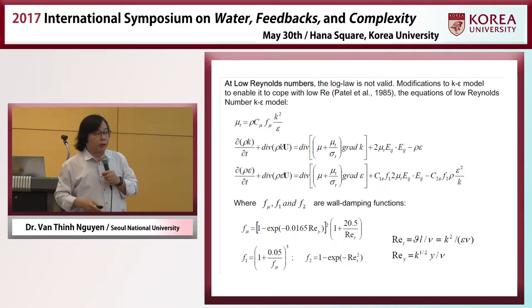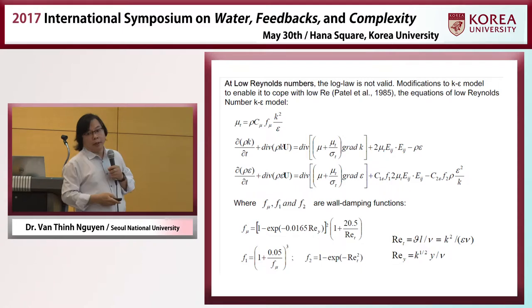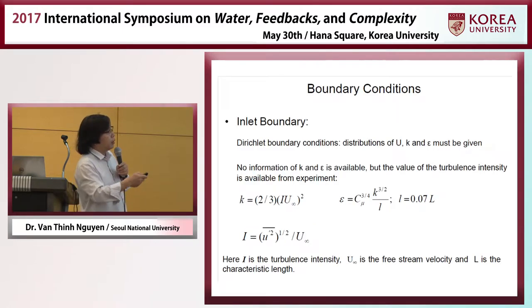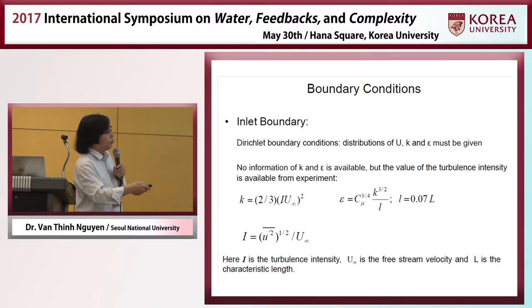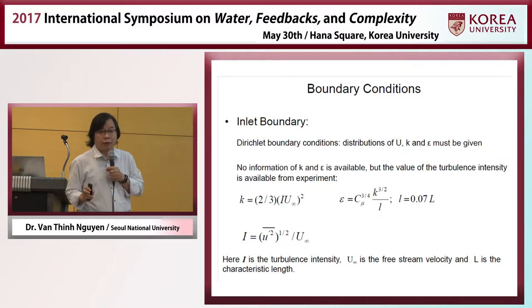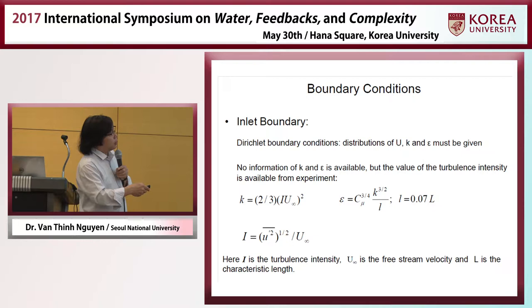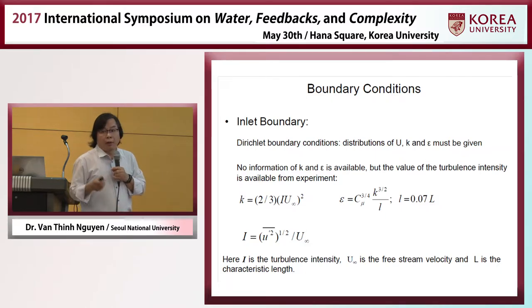Third one, the inlet. How do you set it up? Here is the condition at the inlet. You need to provide the kinetic energy and dissipation. Look at that, it looks complicated, but it is very simple if you know the turbulent intensity, and here L is called the characteristic length. Many of my students confuse this one, the characteristic length.